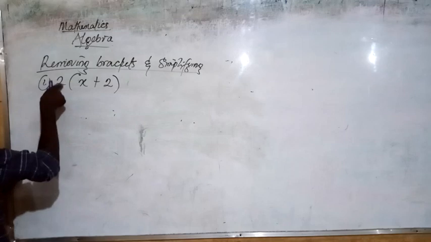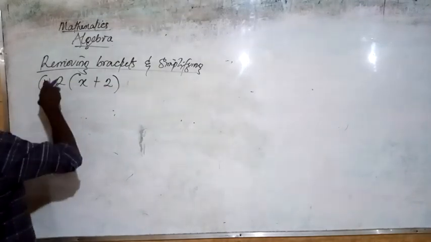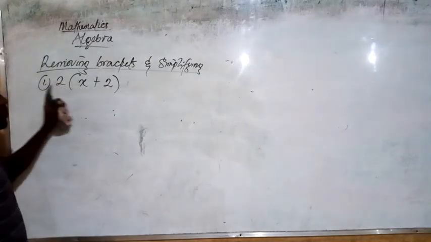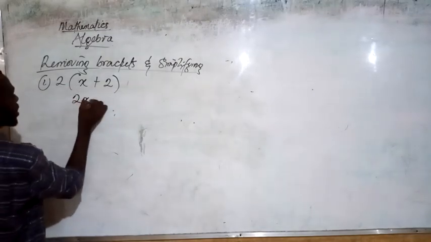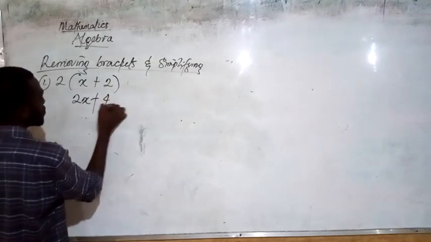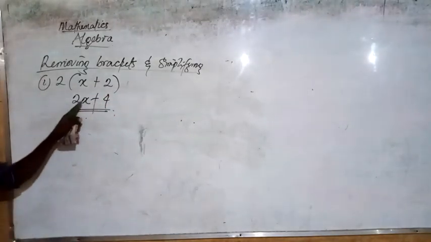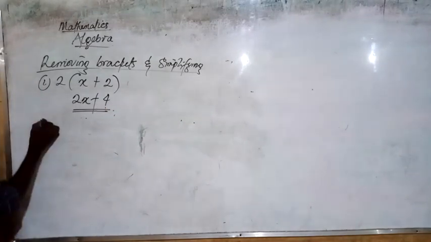Now we can do this by removing the bracket. And how do we remove brackets? Any item that is closest to the bracket is going to open the bracket by multiplying through. So we have 2 times x is going to be what? 2x, as we did before. Then plus 2 times 2 is going to be 4. And that is the answer, because this and this are not the same. This is an algebra, this is a constant. Let's further go to another example.